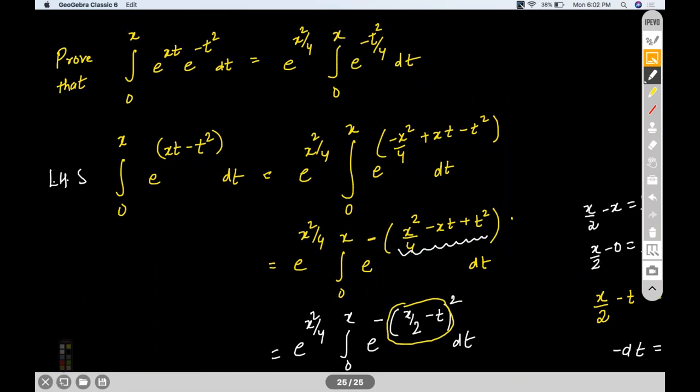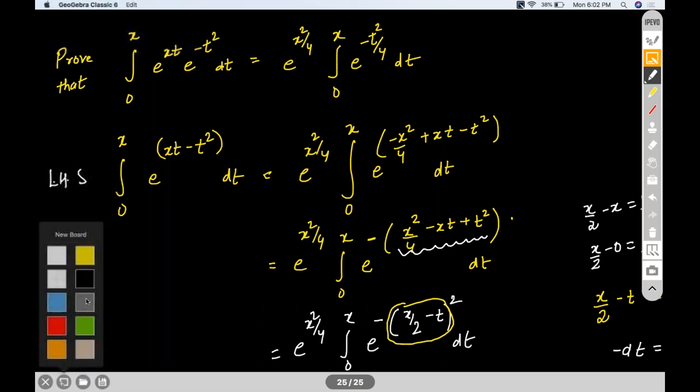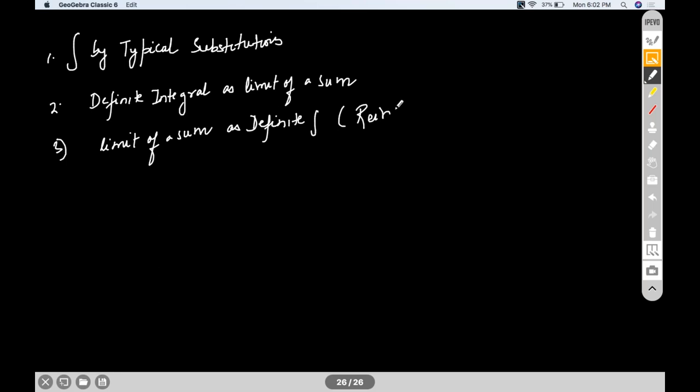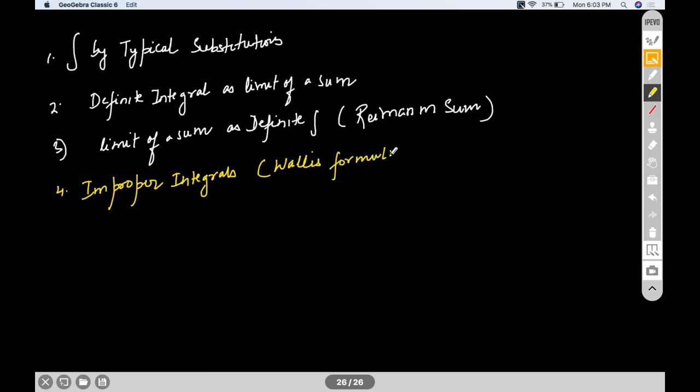Next class when we meet, the agenda would be the following. We'll do more questions on integration by typical substitutions, or converting one integral to another by typical substitutions. Number two, definite integral as limit of a sum, and vice versa, limit of a sum as definite integral. This is called the Riemann sum. Finally, I'm going to talk about improper integrals, with special emphasis on the Wallis formula. This will be the agenda for the next class.